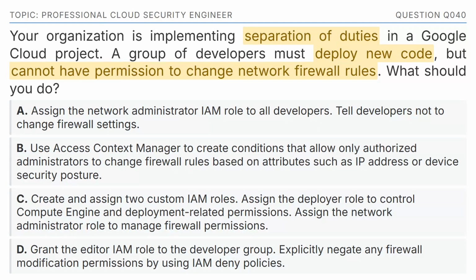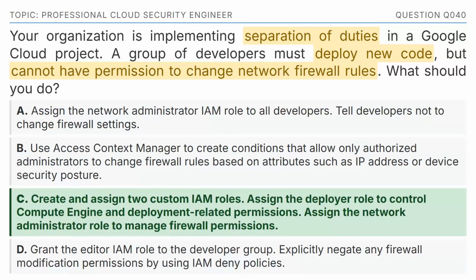To arrive at the correct answer, we focus on the keywords: separation of duties, deploy new code, cannot have permission to change network firewall rules. The correct answer is option C. Create and assign 2 custom IAM roles. Assign the deployer role to control compute engine and deployment-related permissions. Assign the network administrator role to manage firewall permissions.